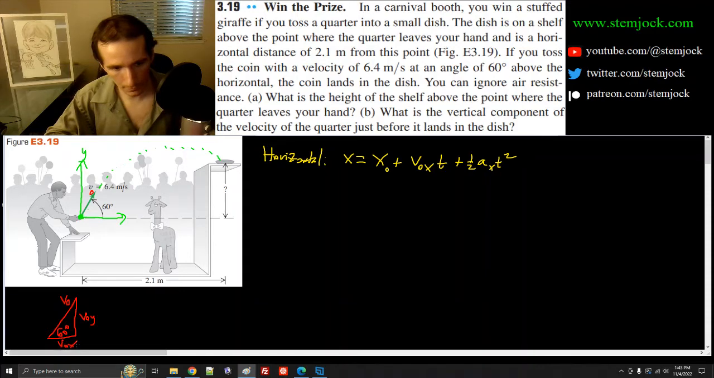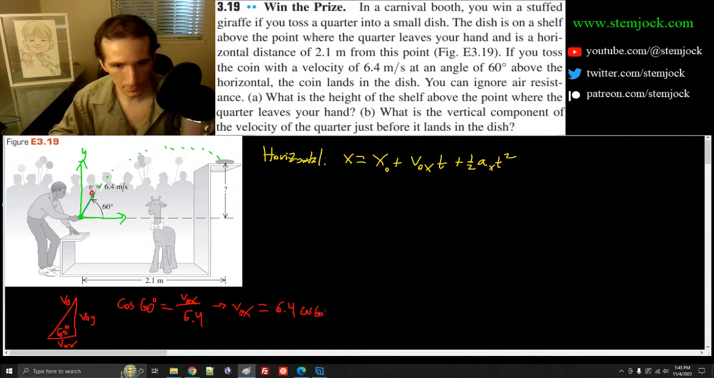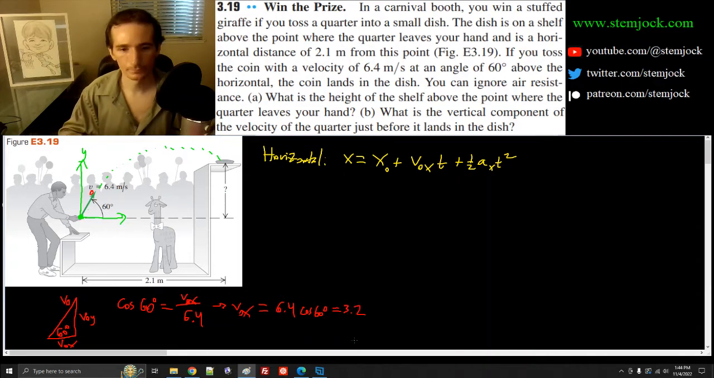So to get v0x, I'm going to use the cosine of 60. Cosine of 60 is the ratio of the adjacent side, v0x, over the hypotenuse, which is v, and the initial velocity is 6.4. And I can solve this for v0x. That is 6.4 cosine 60. And if you remember from trig, cosine 60 is 1/2. So 1/2 of 6.4 is 3.2 meters per second.